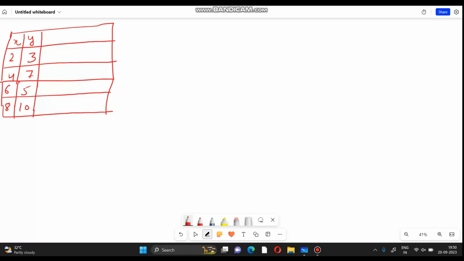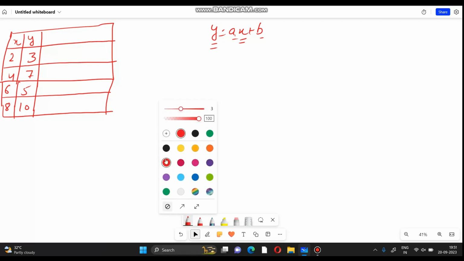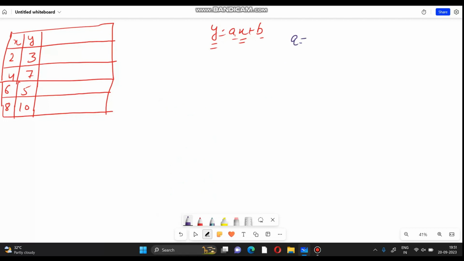As we know, in the equation y equal to ax plus b, a is the slope and b is the intercept, and y here is yi, and for xi we have 2, 4, 6 and 8. Fine. So we are given these values of x and y, but we need the values of a and b as well. So now let's write the formulas for calculating a and b.